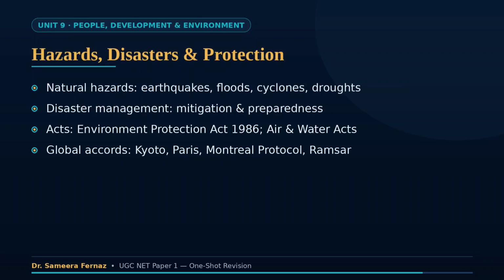The last one is hazards, disasters and protection. Natural hazards include earthquake, flood, cyclone and drought. Disaster management means being prepared and reducing the damage. Learn the key law: the Environment Protection Act 1986, and the global agreements, the Paris, Kyoto and Montreal Accords.